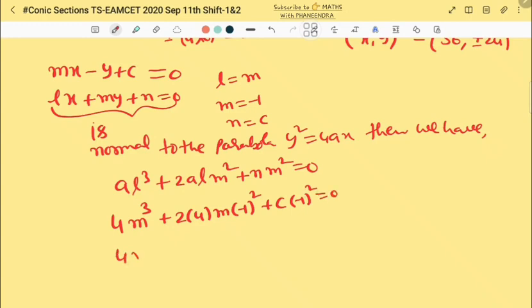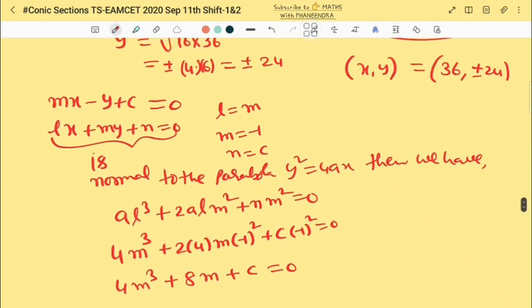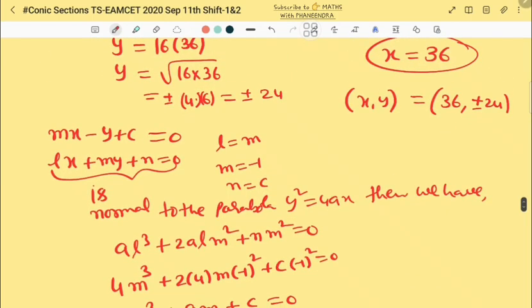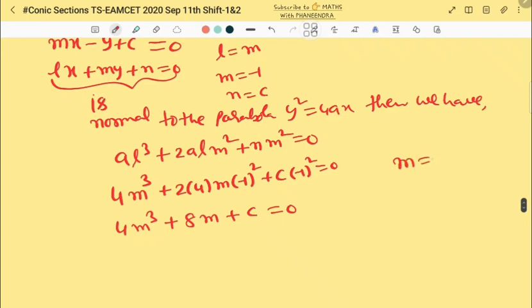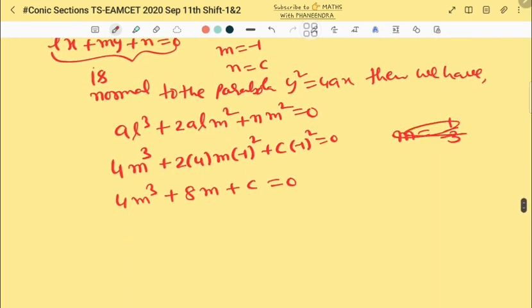So therefore 4m cube plus 8m plus c equal to 0. It is a cubic equation now. In this, the slope value, what we got at the point 36 comma 24, slope m, you got it as 1 by 3, no? Previously we did. So once again I will make it for your convenience.